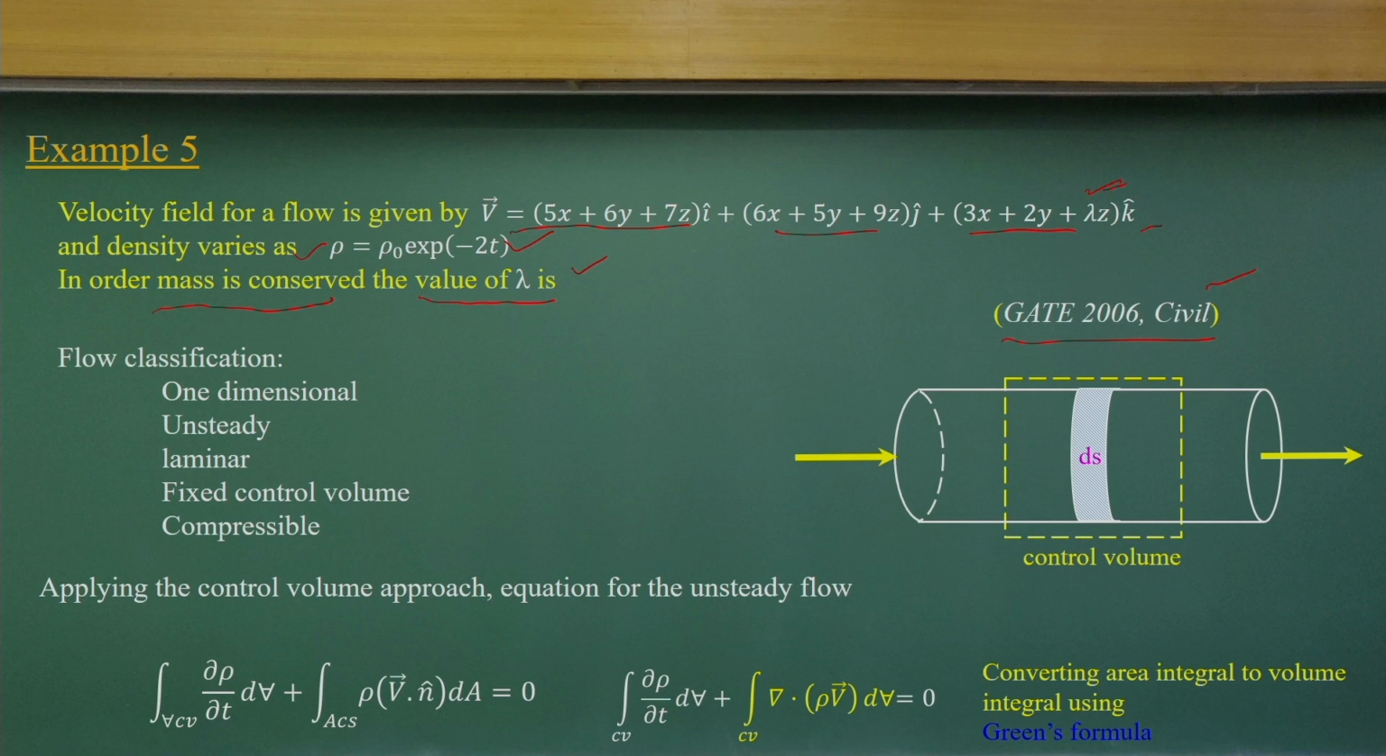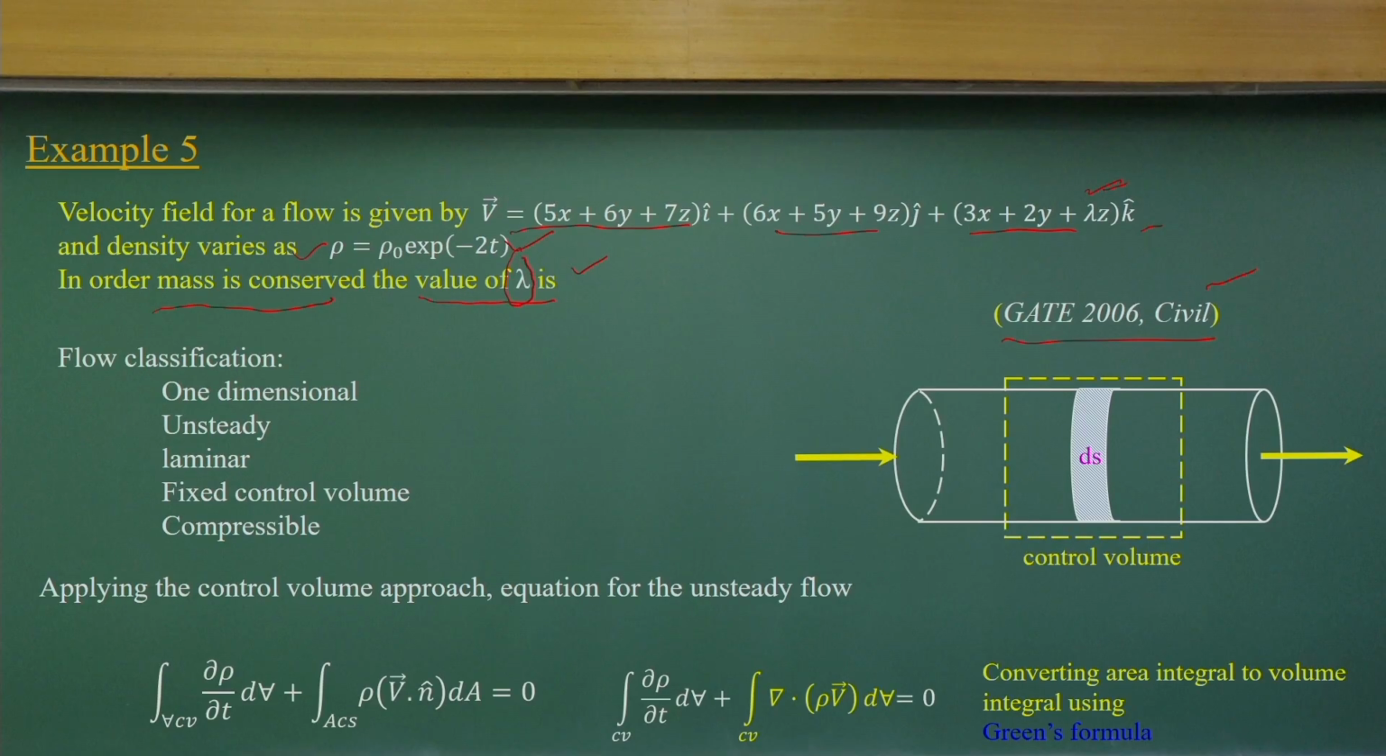So, we will apply the mass conservation equation, and once that equation is satisfied, from it we will compute the lambda value. That is the problem here. Let me classify the problem. It is unsteady, maybe laminar or otherwise, with a fixed control volume, and since the density is varying with time, you can say it is compressible.